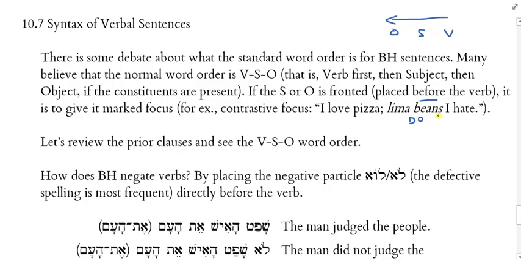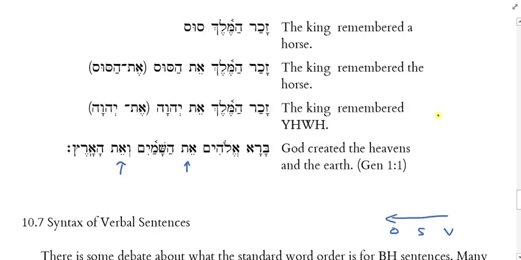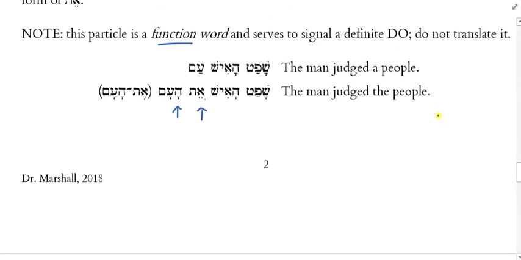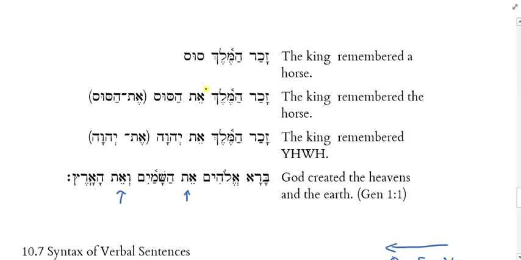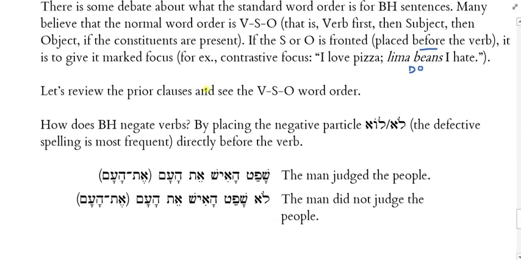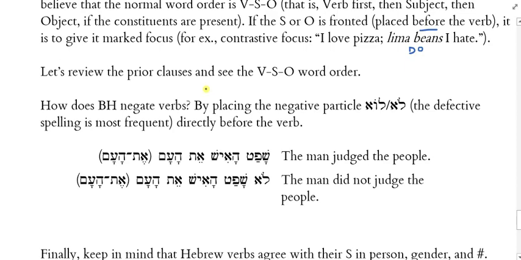Now, let's go back to the prior clauses and look at a couple of these just for that verb, subject, object, word order. Notice that I had shafat, ha'ish, am. Verb was first, subject was second, and then that direct object was third, right? Shafat, ha'ish, et ha'am. Verb, subject, and again, direct object. This is definite though, so I've got that particle in front. I don't want to beat a dead horse here, but I just wanted you to see that that's the case here.